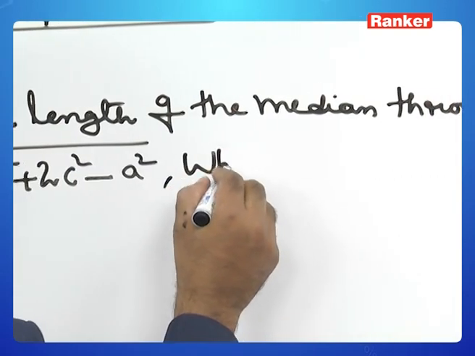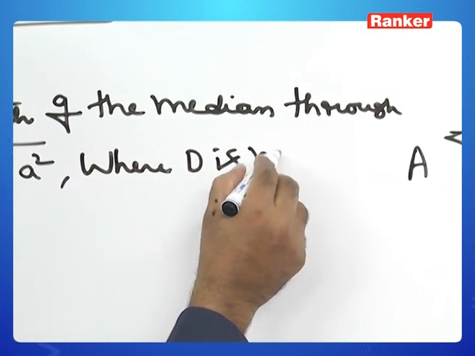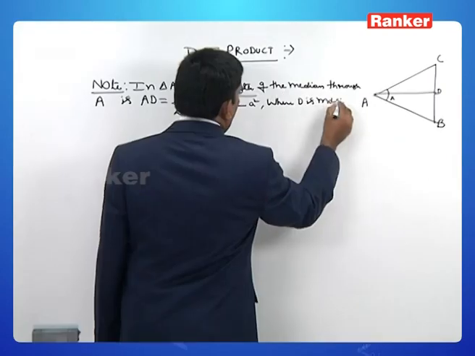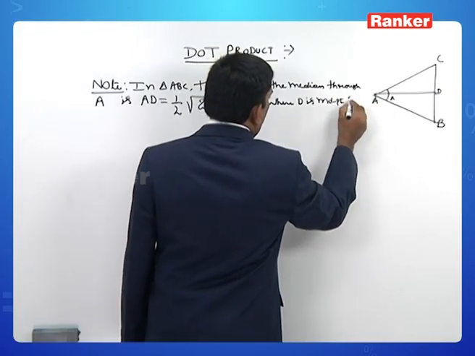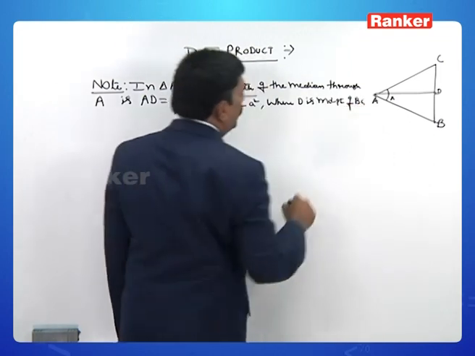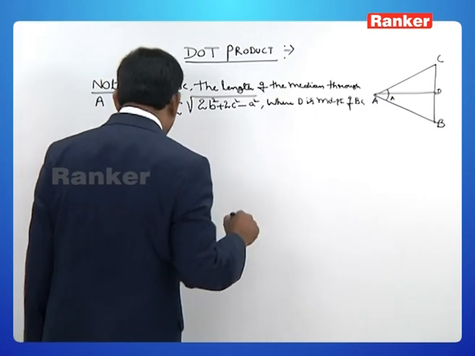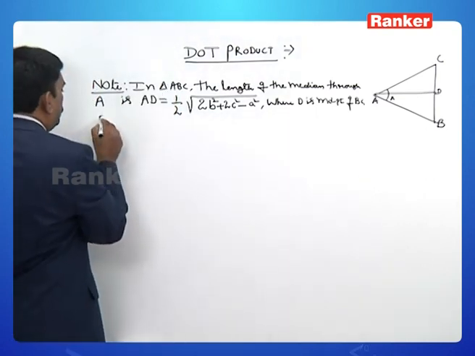where D is the midpoint of BC. Midpoint of BC. Right.